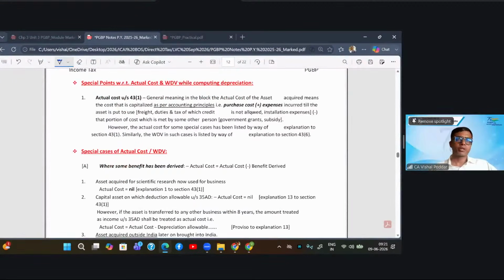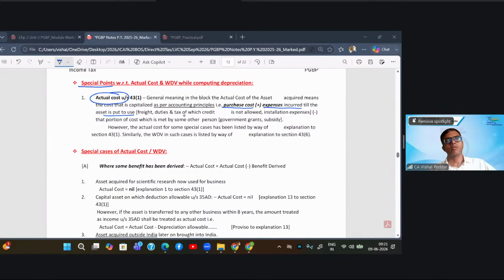Then there are some special points with respect to depreciation calculation. What are these special points? Now we add cost in our WDV calculation. Now what is this cost? Try to recall accounts. It says it is purchase cost plus all expenses incurred till the asset is first put to use. Same thing we have studied in accounts, that all expenses till the asset is ready for use will be capitalized. Same thing over here.